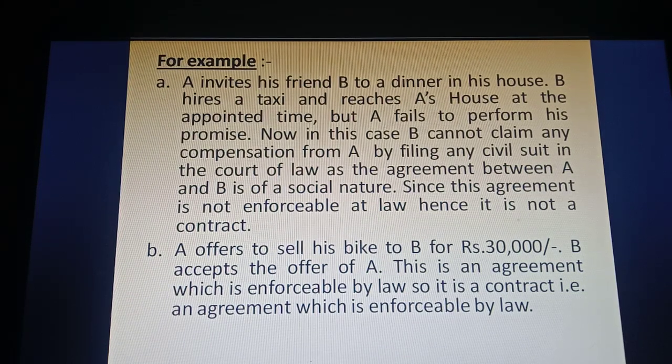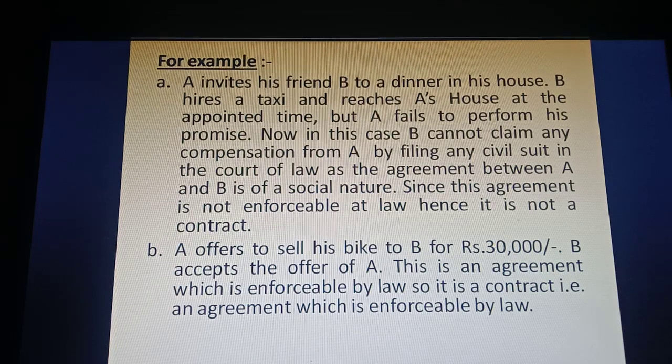Now let us take another example. A offers to sell his bike to B for Rs 30,000. A is saying that he wants to sell this bike to B for Rs 30,000. B accepts the offer of A. This is an agreement because in this case both A and B want to create legal obligations with each other. And this is an agreement which is enforceable by law, so it is a contract. So if thereafter either A or B breaches the contract, they will be liable for that.